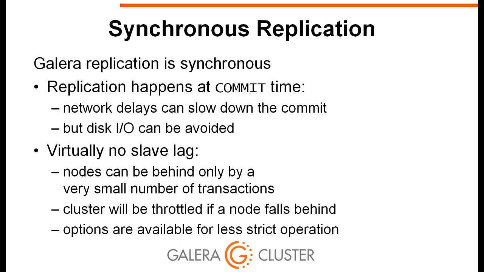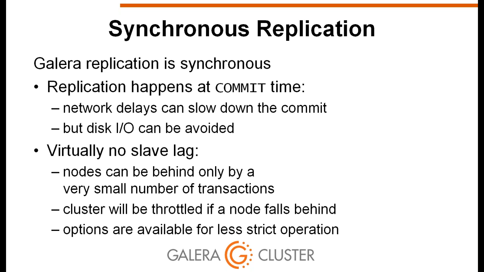And the other special thing about synchronous replication is that it virtually eliminates slave lag. So nodes are only allowed to be behind the master by only a few transactions at a time, and this is strictly a performance optimization. It is not possible for a slave to lag, for example, a minute or two behind the master. And if the cluster detects that a particular node is slow, then the entire cluster will be throttled a bit until this node has had the opportunity to catch up.